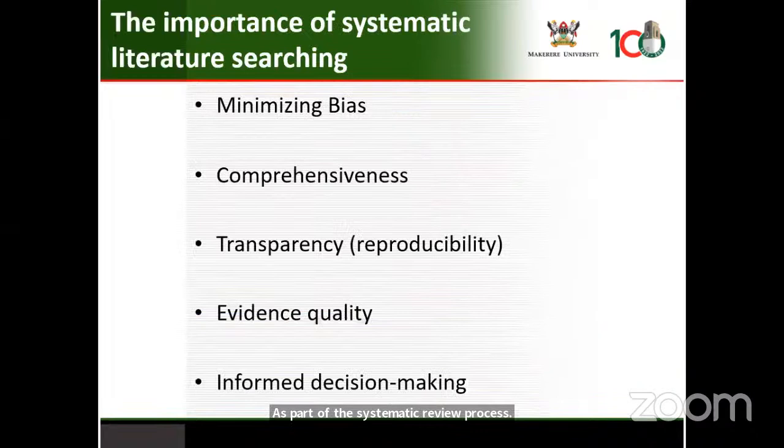So what is the importance of systematic literature searching? I know from yesterday, the other day, and what I've been talking about, we most likely know the importance, how important it is for us to do a systematic and comprehensive literature search for our systematic review.